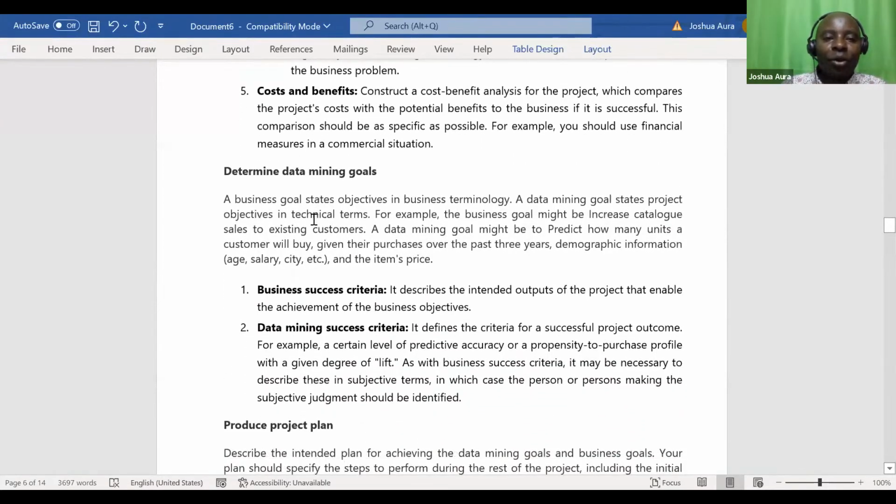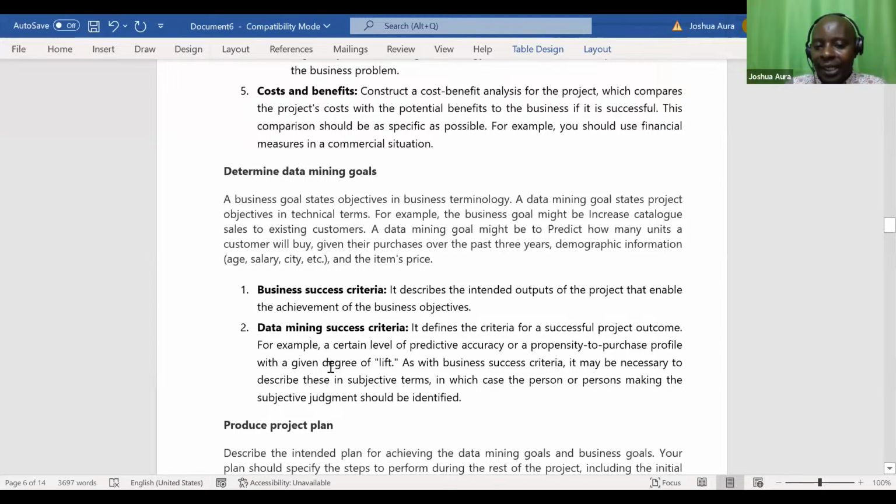Data mining goals. Determine data mining goals. A business goal states objectives in business terminology. A data mining goal states project objectives in technical terms. For example, the business goal might be increase catalog sales to existing customers. I want to increase my revenue. A data mining goal might be to predict how many units a customer will buy, given their purchases over the past 3 years and demographic information. Don't worry about this.